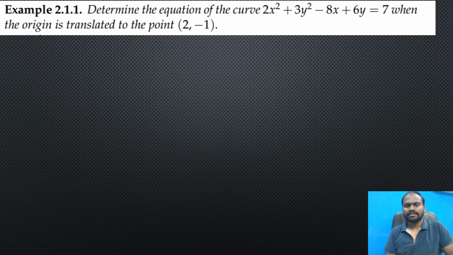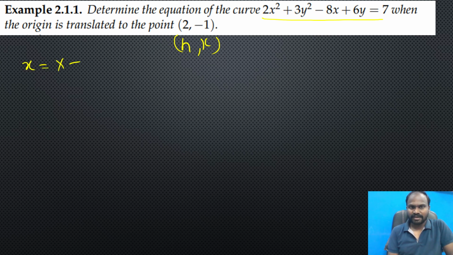Determine the equation of the curve 2x square plus 3y square minus 8x plus 6y minus 7 equals 0, when the origin is shifted. We need the new equation, right students? So here h comma k is this. I want the new equation, so I will replace small x with capital X plus 2, and small y with capital Y minus 1. So substitute.